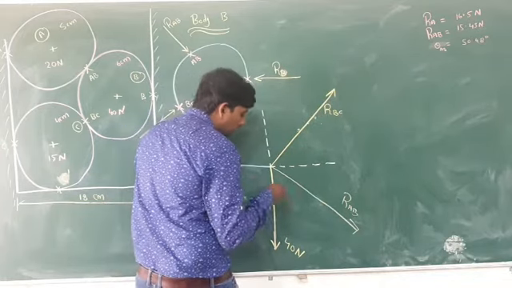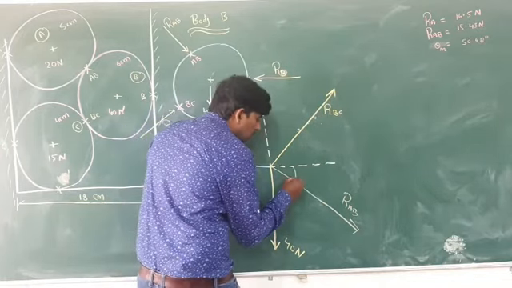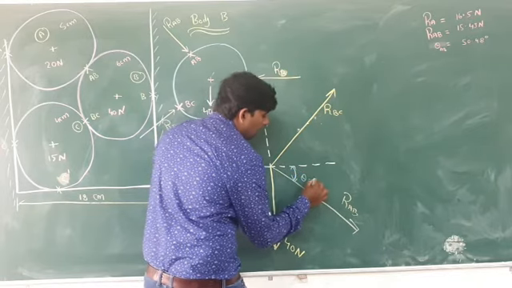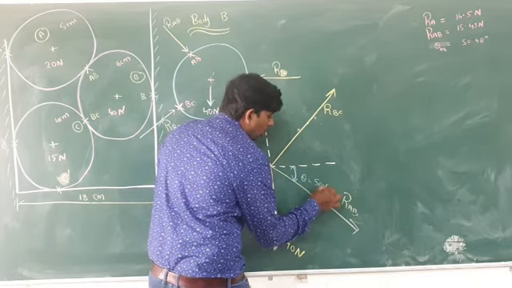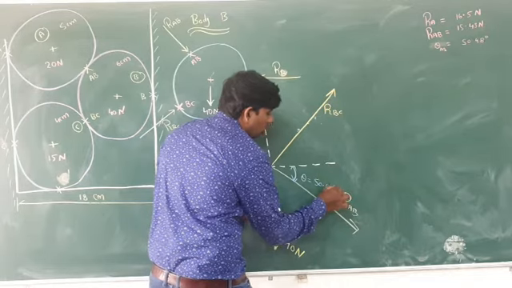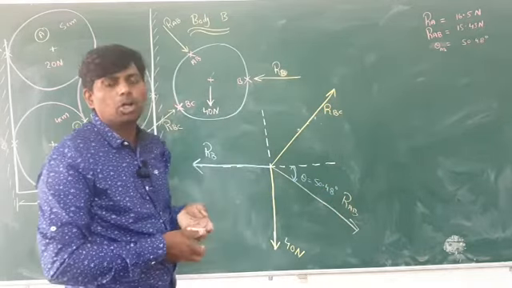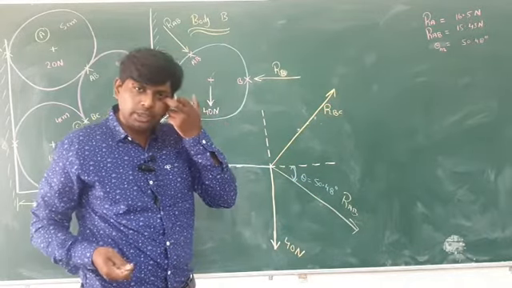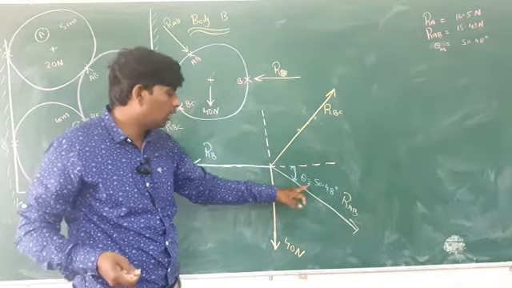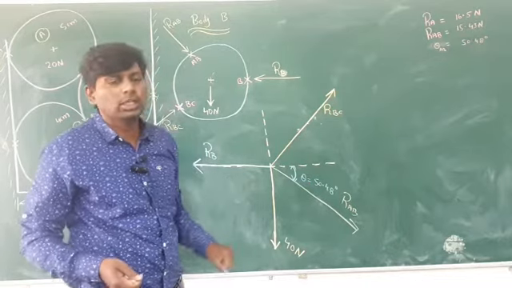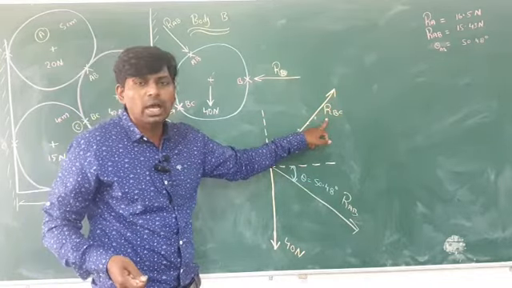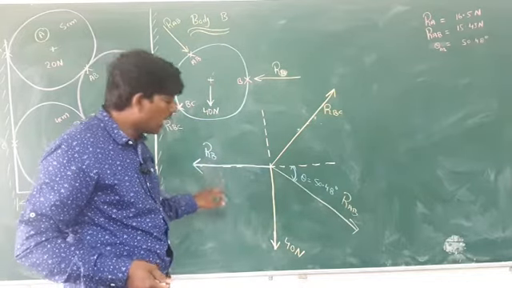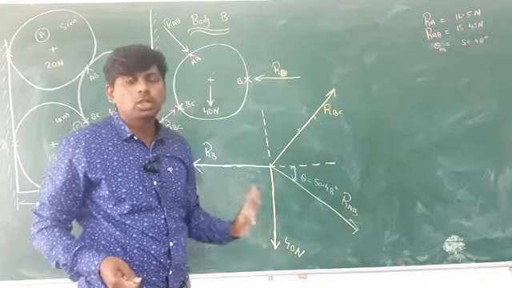Here theta is equal to, theta from here to here, theta is equal to how much? 50.48 degree is your theta value. And this one is the RBC, this one is the RAB, this one is the RB, and this one is the 40 Newton.